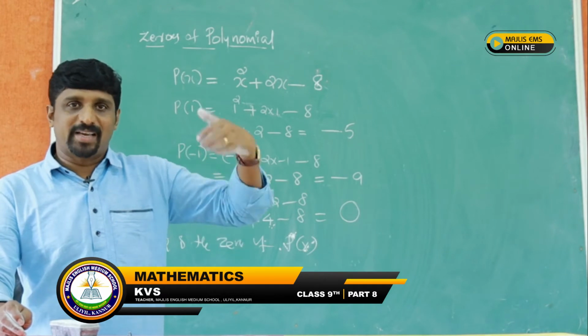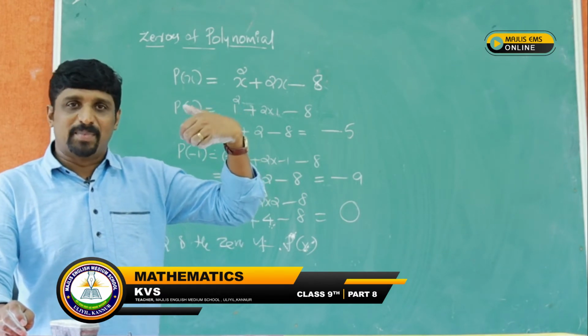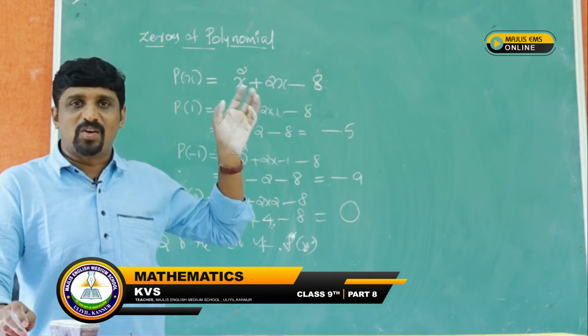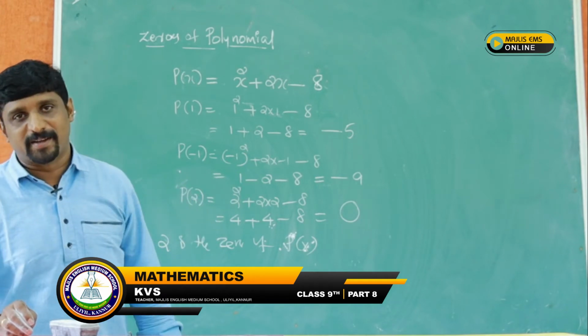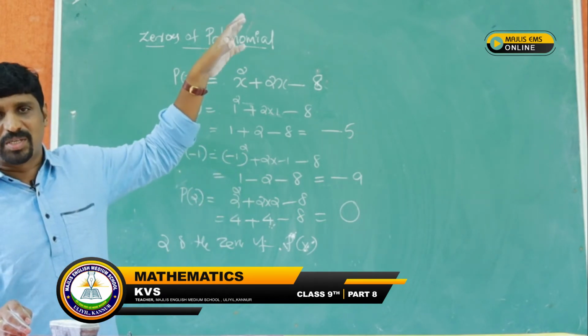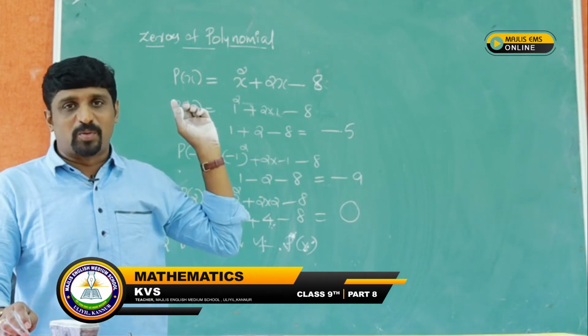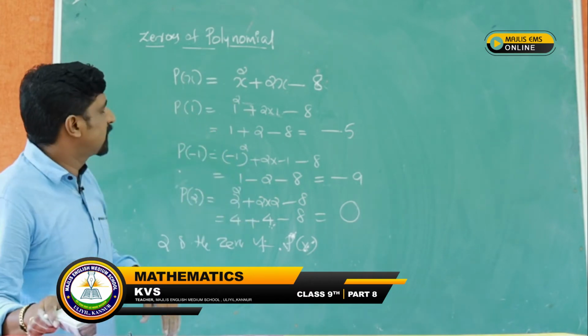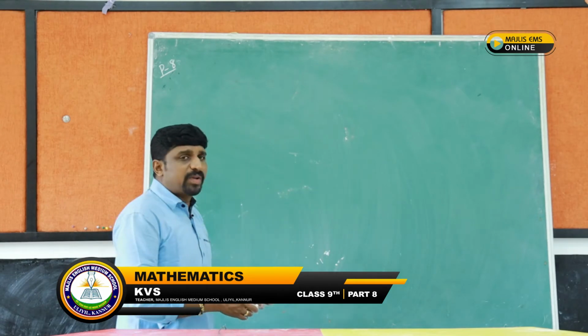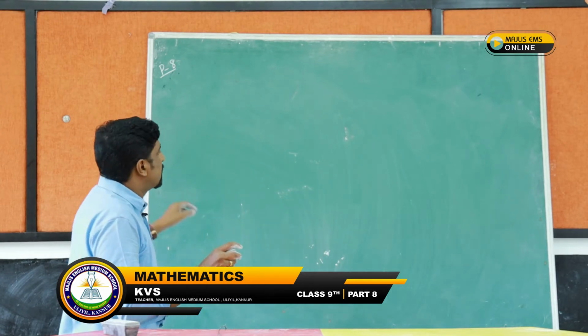Another method is also possible for finding zeros of a polynomial, but here I just explain this method, based on the value of the polynomial. Then the remaining one, to check which is another 0 of this polynomial, you can find out yourself. Okay. Next we can do like this.